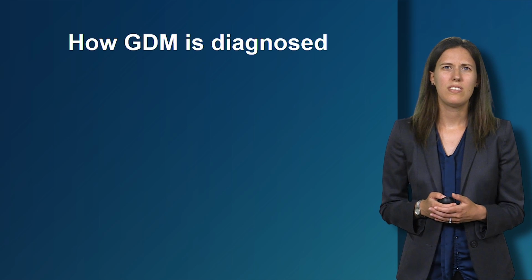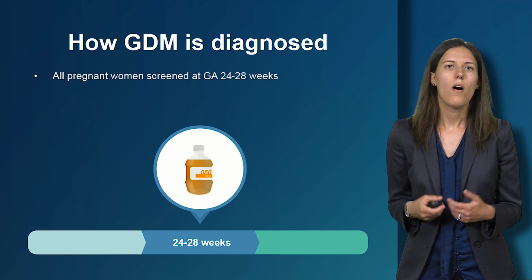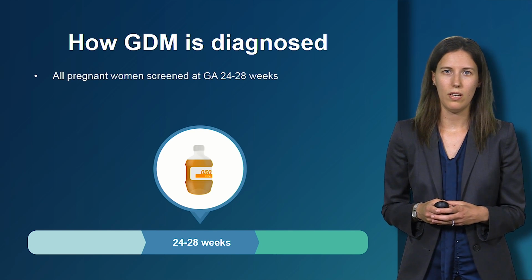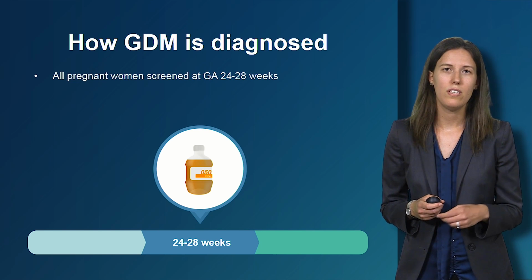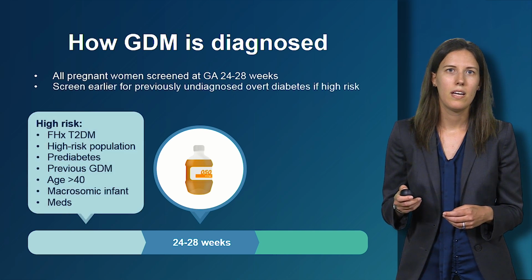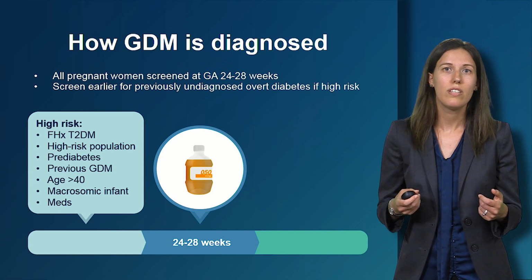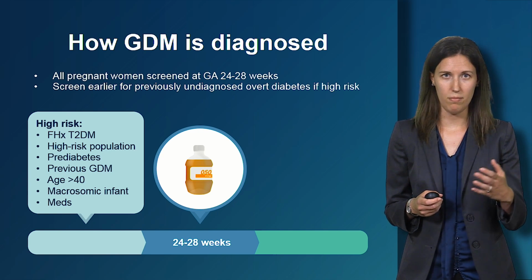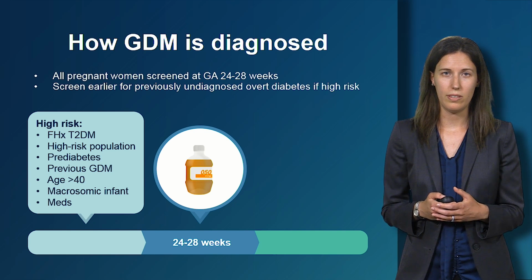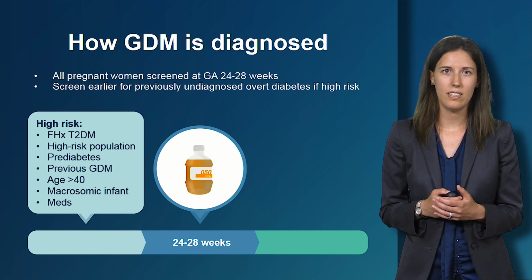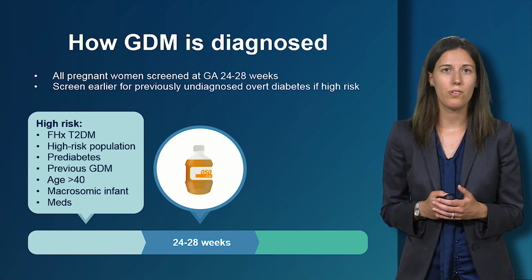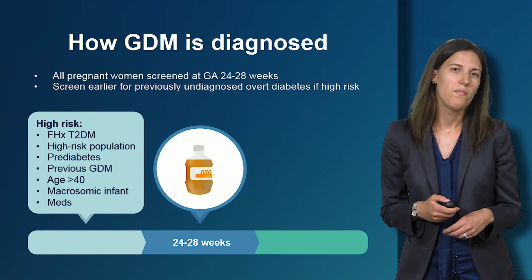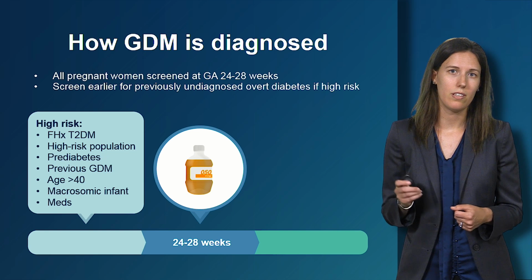Next, we're going to talk about how gestational diabetes is diagnosed. All pregnant women are screened at gestational age 24 to 28 weeks for gestational diabetes. And the screening test is a 50-gram oral glucose challenge test. There's a recommendation to screen earlier for previously undiagnosed overt diabetes if the patient is high risk. High risk features include a family history of type 2 diabetes, high risk population, pre-diabetes, previous history of gestational diabetes, age above 40, previously given birth to a macrosomic infant, or medicines that are associated with insulin resistance, including corticosteroids.